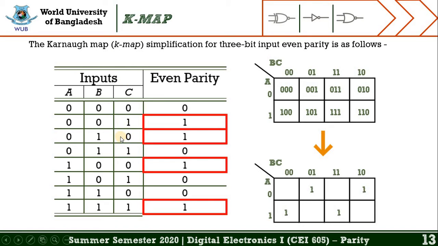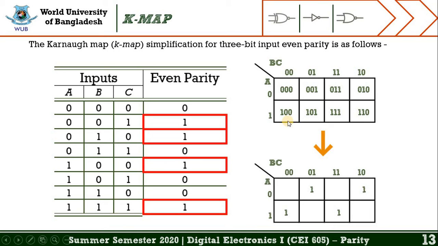Now if we convert the obtained truth table into a K-map, we get the upper rightmost figure. In this slide you may notice that I have also attached the previous truth table for your understanding of how we convert from the truth table to the K-map. The K-map simplification for 3-bit input even parity is as follows.